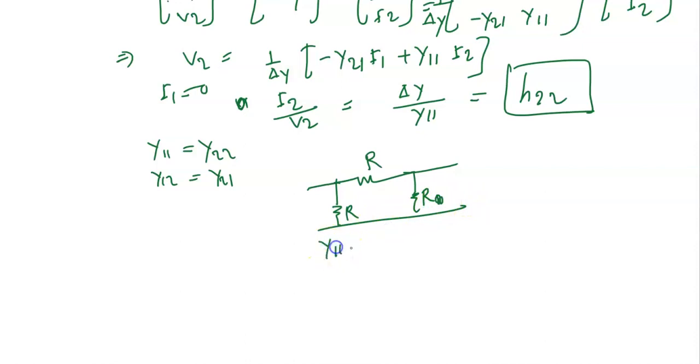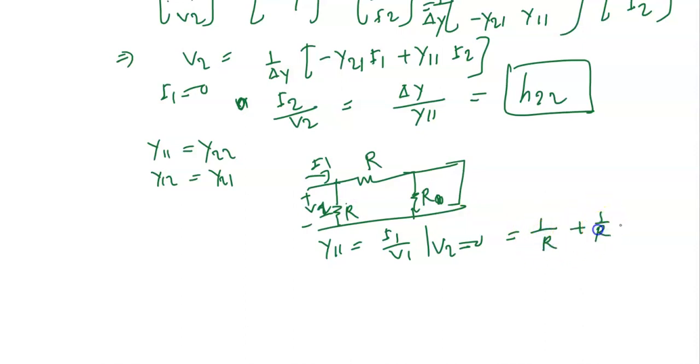So y11 is defined as I1 upon V1 when V2 is equal to 0, that means shorted, and you can see easily that I1 upon V1 is equal to the parallel combination of these two resistors. Because it is the conductance, so 1 upon R plus 1 upon R, which is 2 upon R. Clear? Which is 2 upon R.